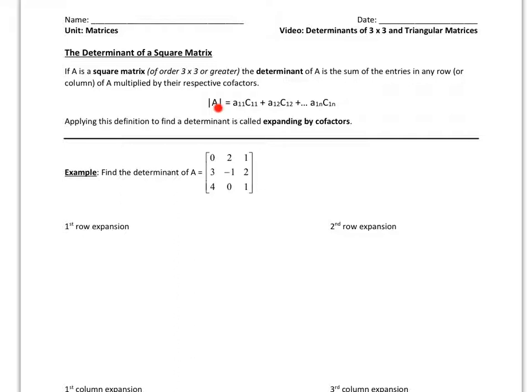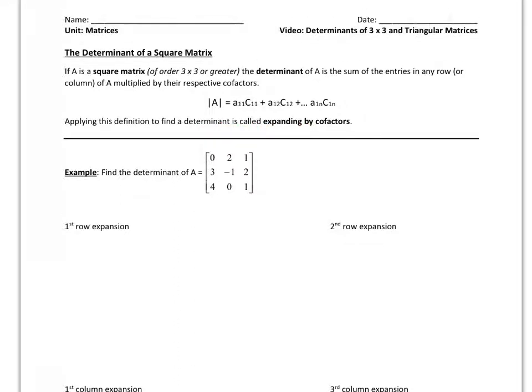So if I want to find the determinant of A, I could take the whole first row, A11, A12, and all the way up to A1n, and multiply it by their respective cofactors. And I add them together, and that gives me the determinant. Applying this definition to find the determinant is also called expanding by cofactors.